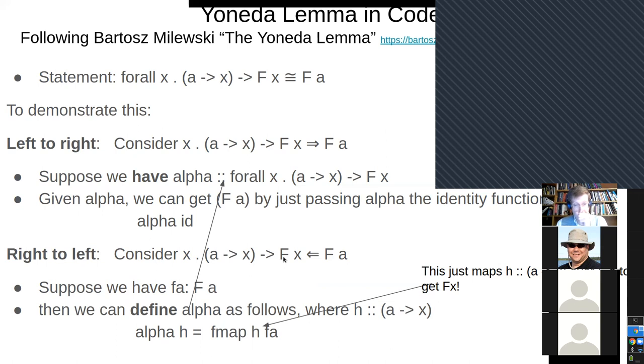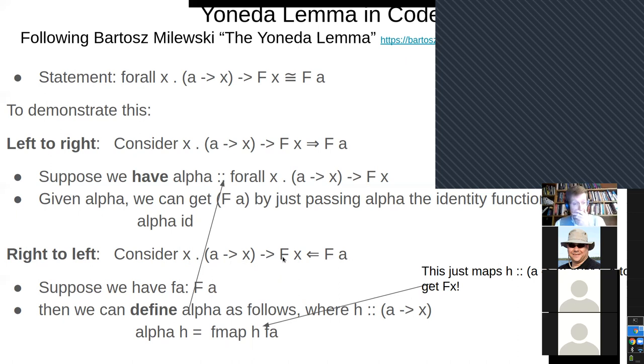If I have an F of A, how can I get one of these guys? Well, let's think about it. So if I have an F of A, then basically what I can do is define a function, which I'll call alpha. Alpha will represent this function. So I have an F of A, and I want to turn it into one of these functions. So I need to define what this function is. Riddle me that. Define me this function.